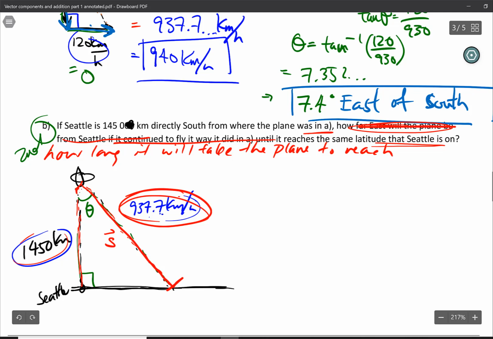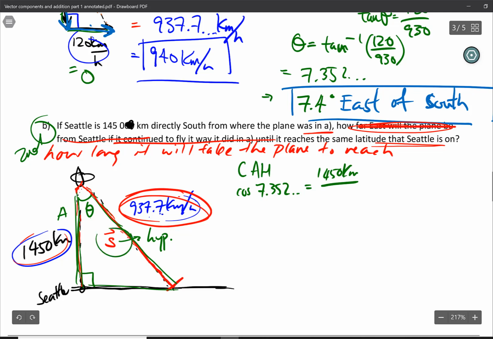I'm going to use green. Okay, so we've got a right triangle. This S here, we know that's our hypotenuse. We have this angle, and relative to our angle, we have our adjacent side. So if we have adjacent and hypotenuse, the function we're going to use is cosine. So cosine of our angle, which I'm going to use the original 7.352, is equal to our adjacent side, 1,450 kilometers, over our unknown here, which is our total displacement.